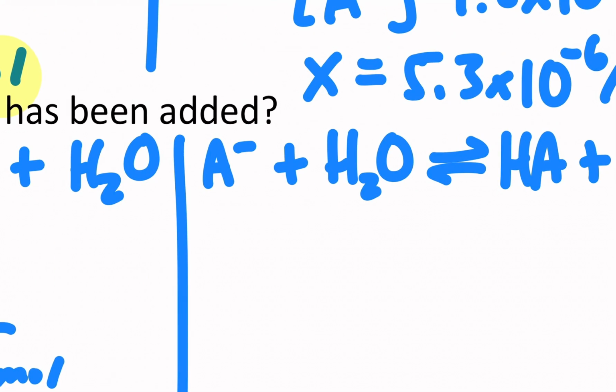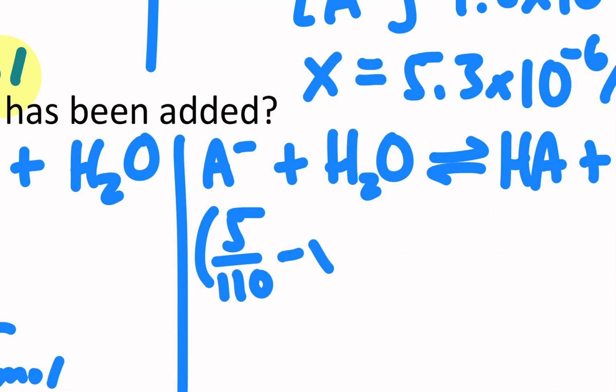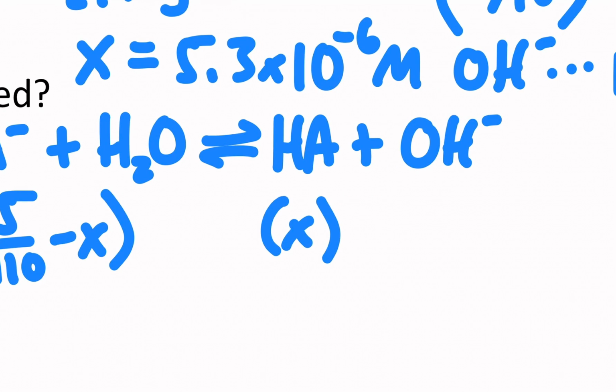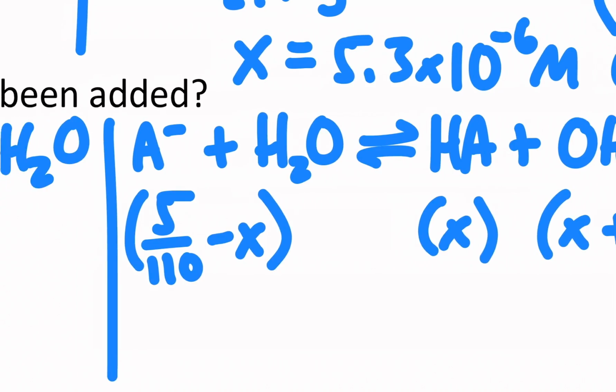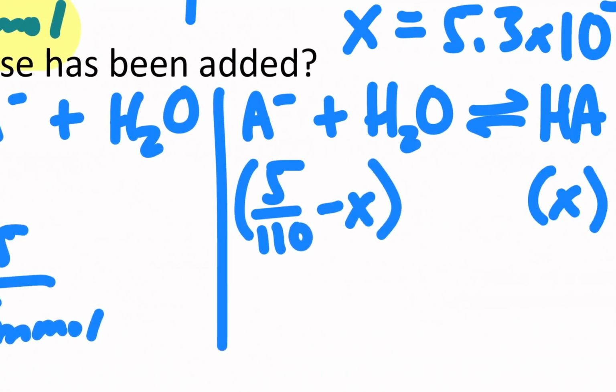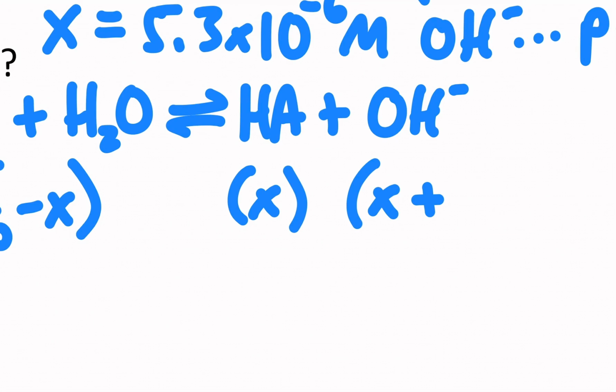What's my initial amount of A minus? Well, it's 5 millimoles divided by 110 milliliters, subtracting some amount. And then my HA is going to be some amount of X. My hydroxide is not just X, it's X plus how much hydroxide I already have, which is 1 divided by the same total volume, 110.